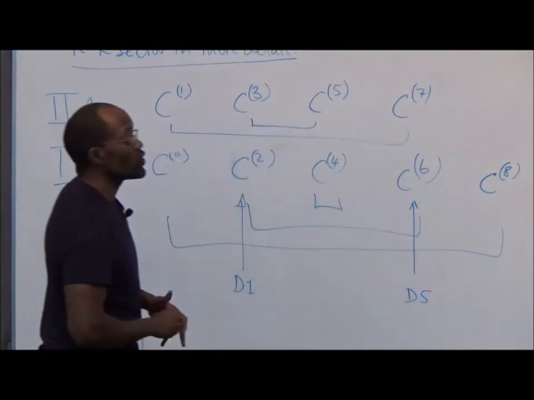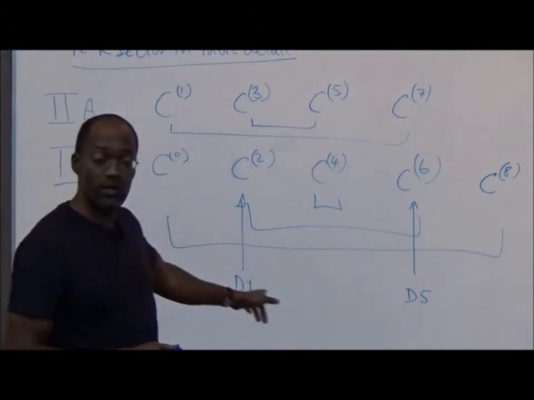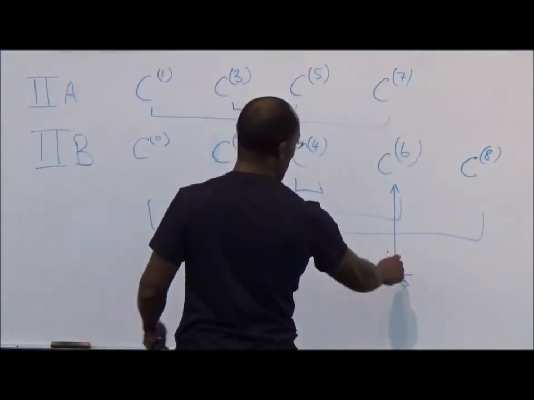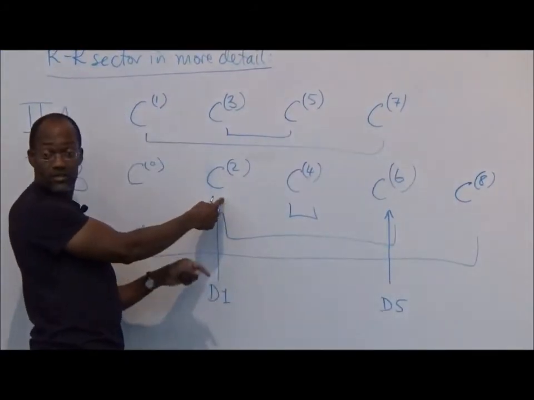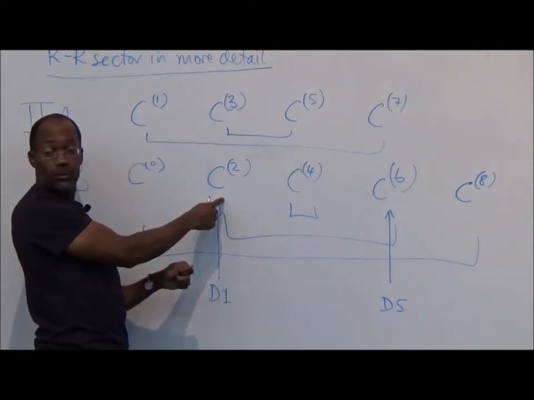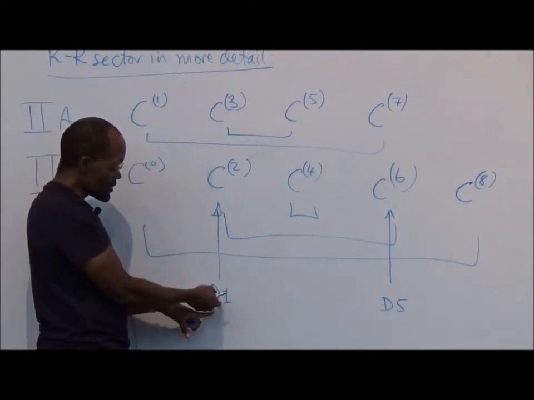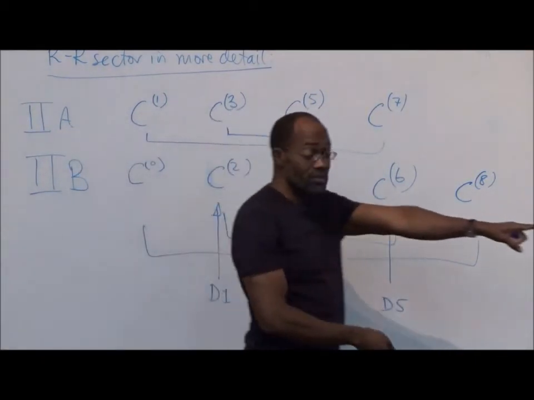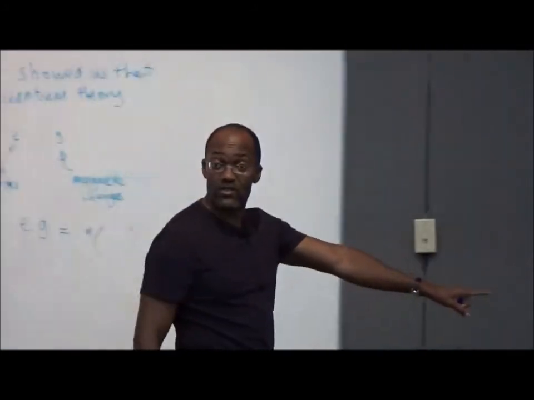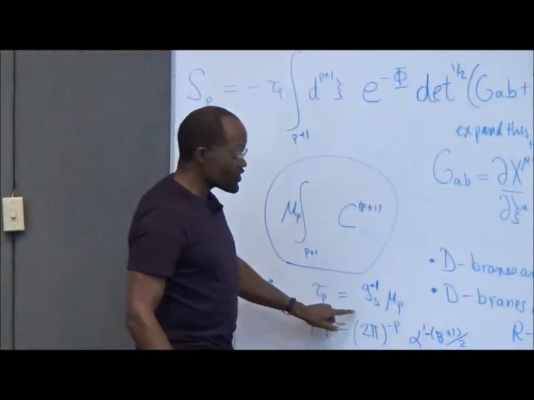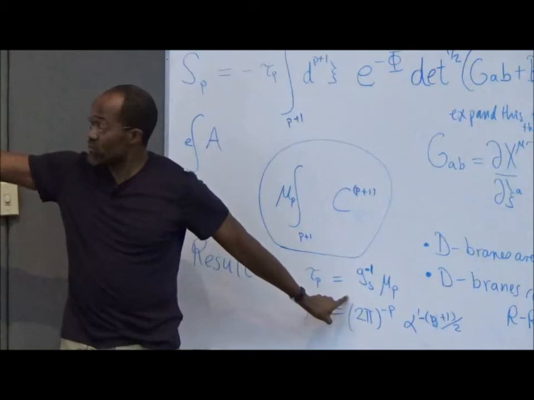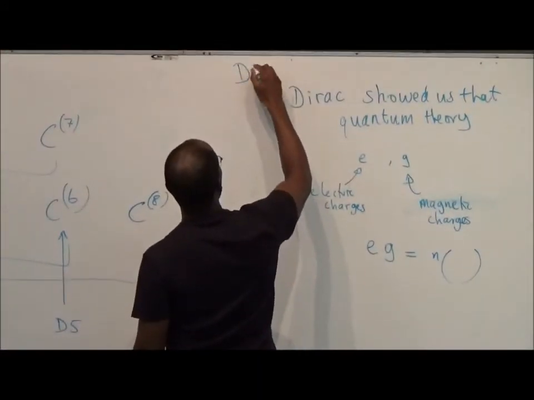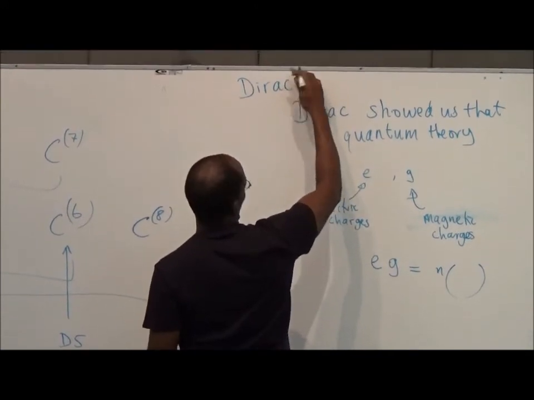According to our calculation, we have both D1 branes and D5 branes in the theory. These D5 branes are monopoles of this C2, and these D1 branes are monopoles of this. We've already computed their charges. We don't have any room to change those charges. So we better check. We better redo the Dirac calculation, which had already been argued how that would work just in general.